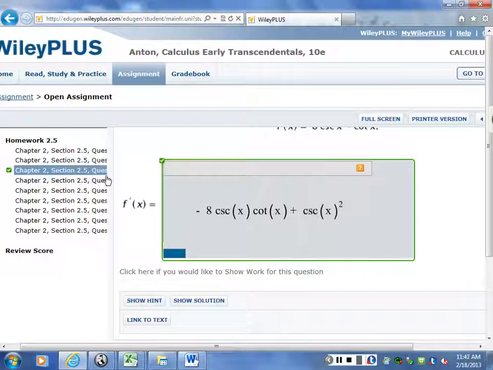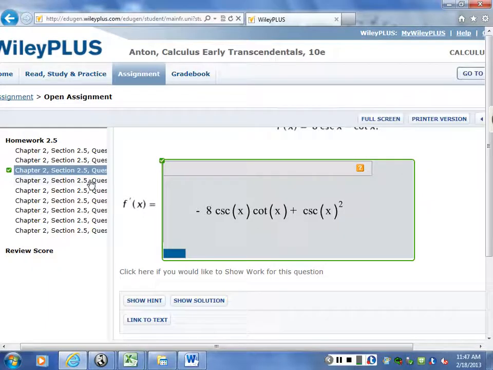So you can't really do that on Wiley. Cosecant of x quantity squared, right? A lot of times we write that to emphasize that the squared's not on the x. But that's what it means here. It's the same thing.